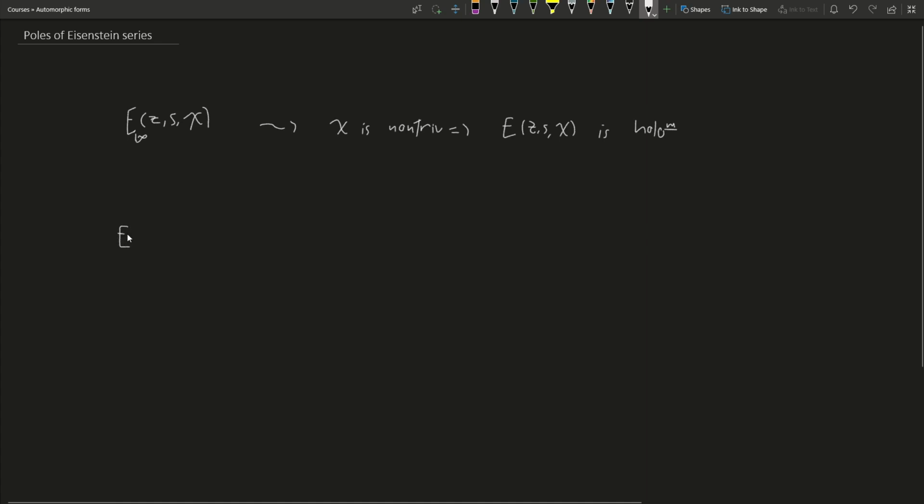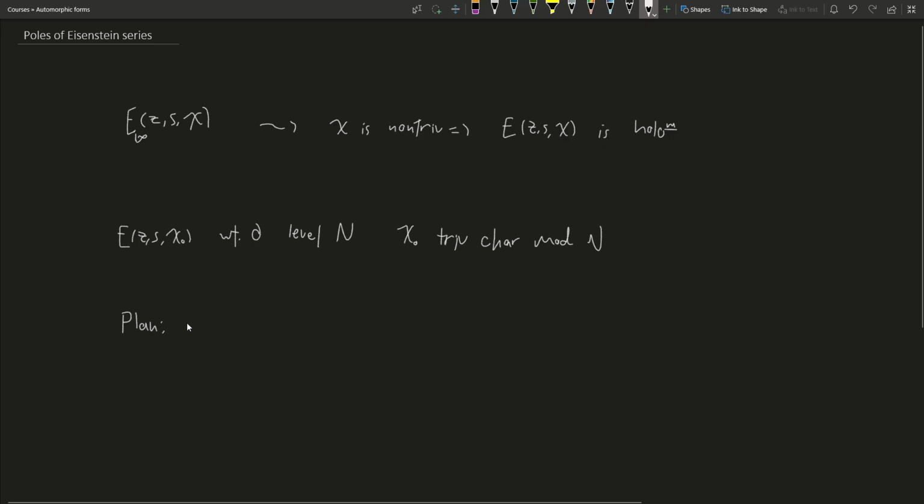So here, to reiterate, E(z, s, chi naught) is going to be weight 0, level n. And here, when I write chi naught, I mean the trivial character mod n. And so what are the poles of this? It turns out this is going to have one pole at s equals 1, but how do we figure that out?